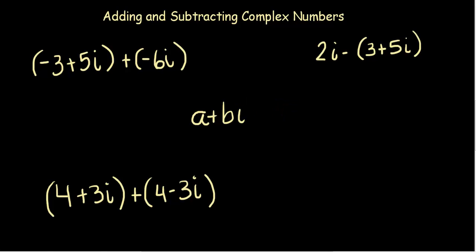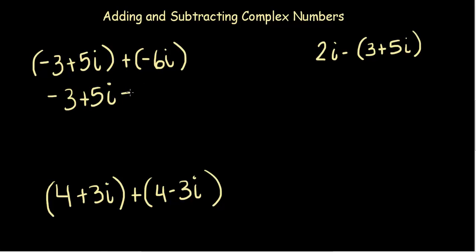So we're going to start first with (-3 + 5i) + (-6i). We're going to remove the parentheses. So here it's just going to be -3 plus 5i. Then we have positive times negative, that is -6i.